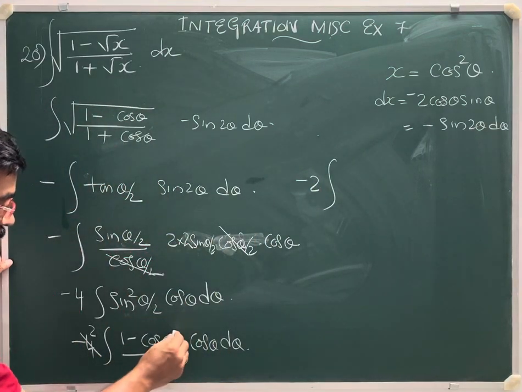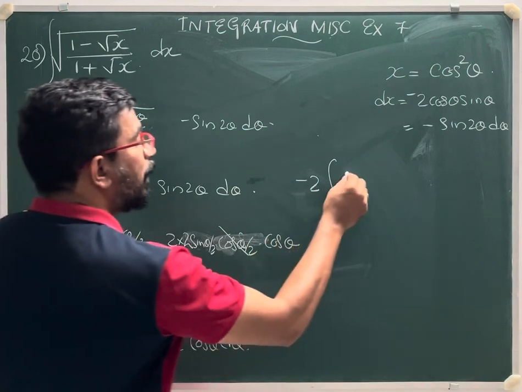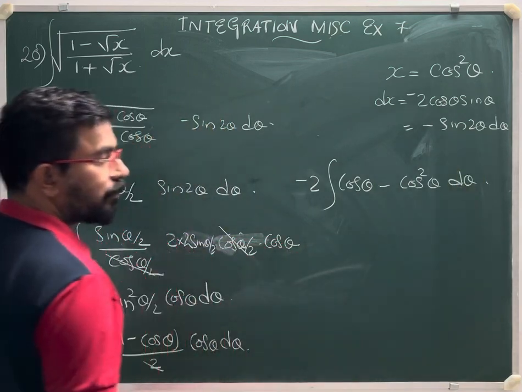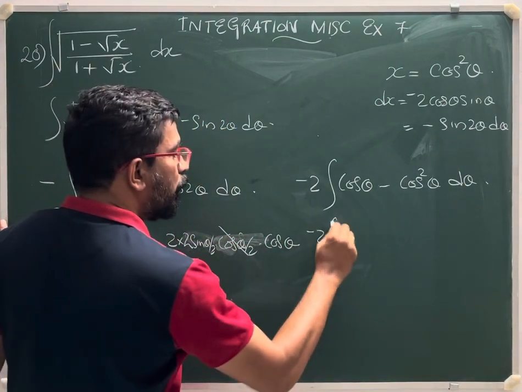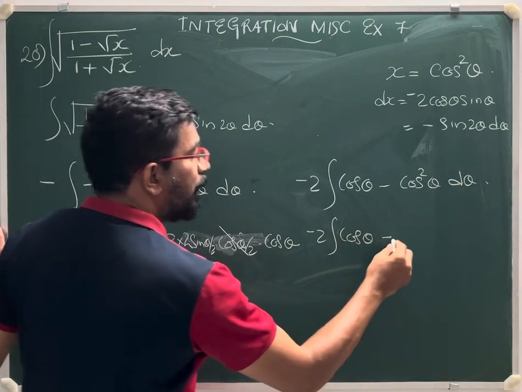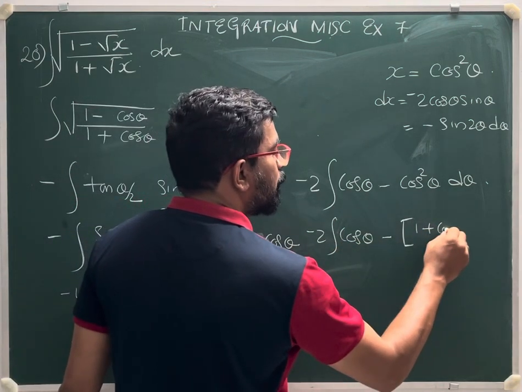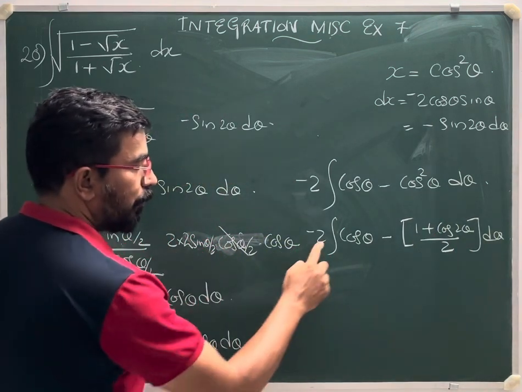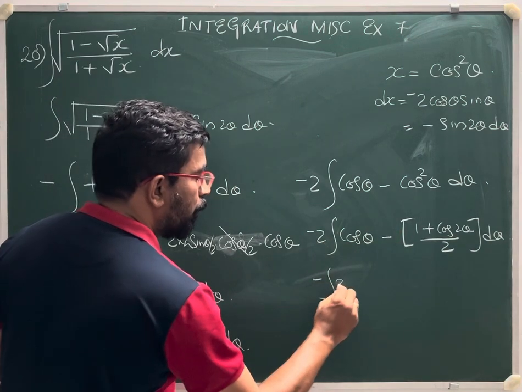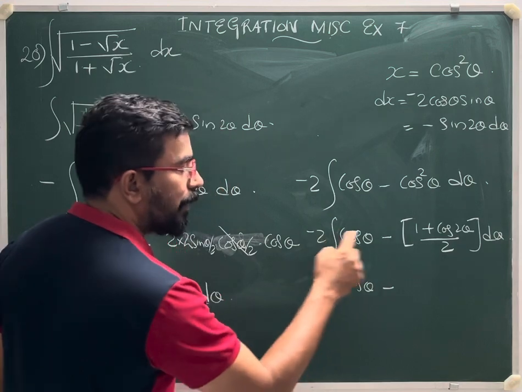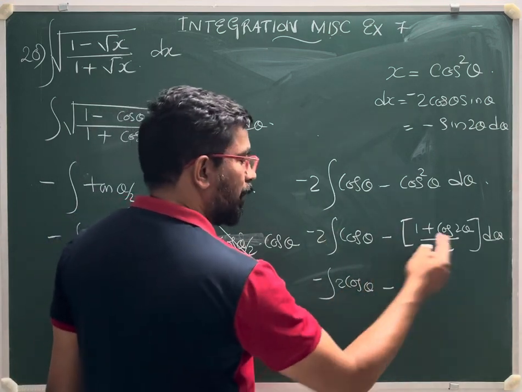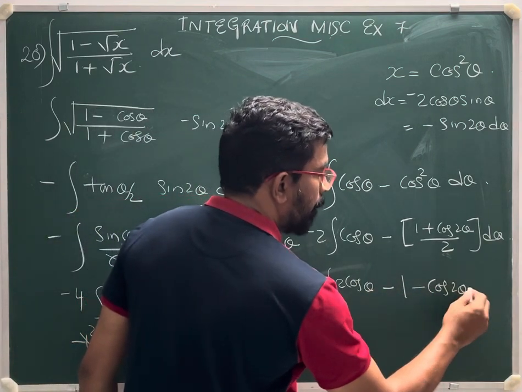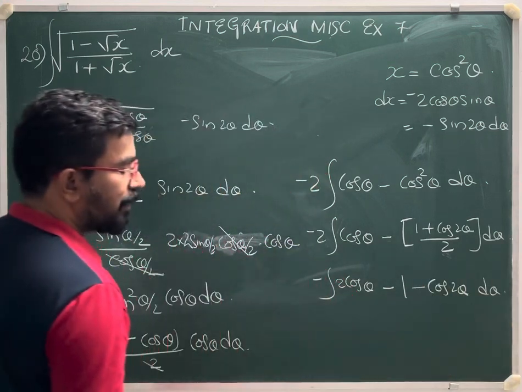1 minus cos theta, this I will multiply inside. This is like a binomial. You multiply, you will get cos theta minus cos square theta d theta. Now minus 2 integral cos theta minus, this I can write as (1 plus cos 2 theta) by 2 d theta. Now you multiply this 2 inside: minus integral 2 cos theta minus, why I multiply this 2 is to get rid of this denominator 2, otherwise also okay, and opening the bracket you will get minus 1 minus cos 2 theta d theta. So we reached this position.